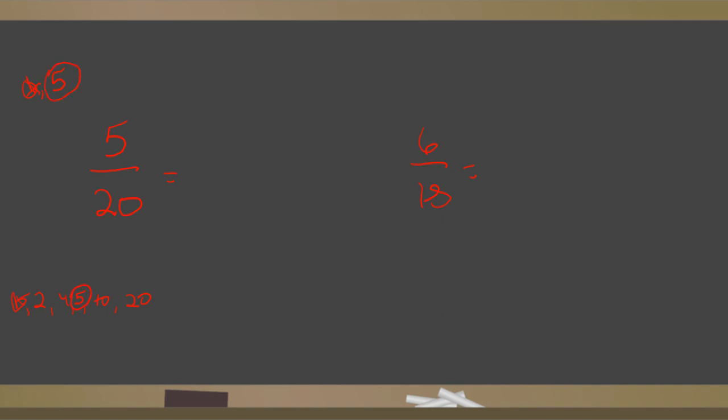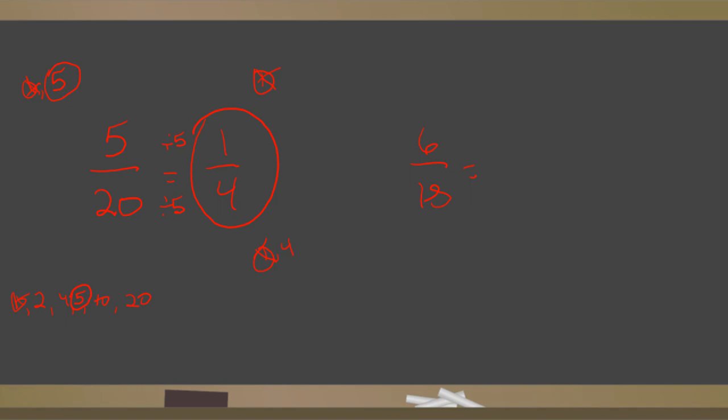So I should be able to divide both of these, both the numerator and the denominator, by 5. And once I do that, I should be in simplest terms. So 5 divided by 5 is 1, and 20 divided by 5 is 4. 1/4 is going to be my simplest terms, and I know that because if I list out my factors of 1, I have 1. If I list out my factors of 4, I have 1 and 4. Well, I'll go ahead and delete 1 because we don't need it. My only factor is 4, so my simplest term has to be 1/4.